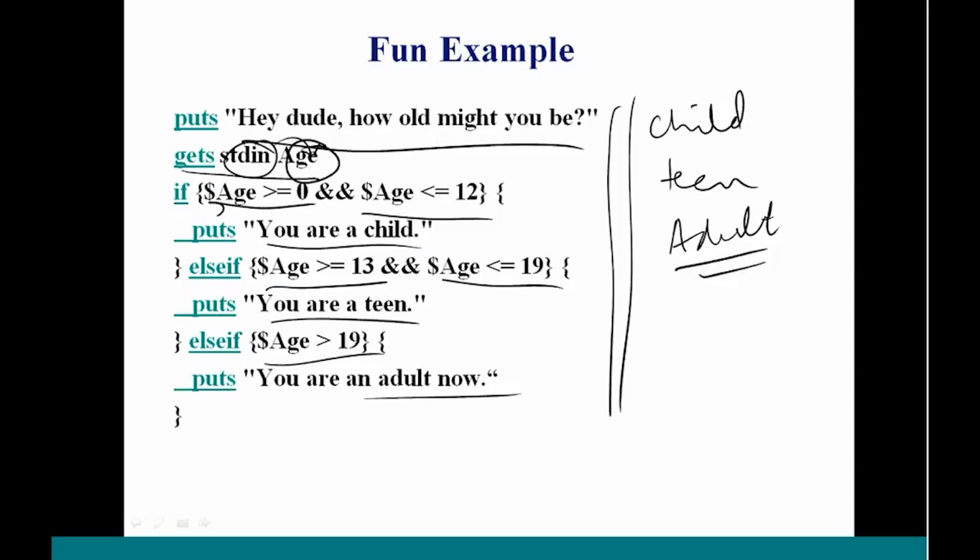So a simple program. So how can you write this with, say, a switch statement?